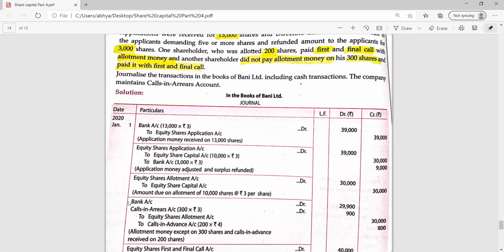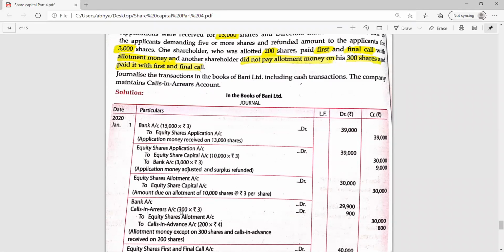So the first part is to do the basic entry. The basic entry is bank account debit to equity share allotment. Then add up the accounts according to the information given in the question. Like in the first information, the concept of calls in advance was there, so I have written here calls in advance. And in the second line, the calls in arrear concept was also there, so I have written calls in arrear.